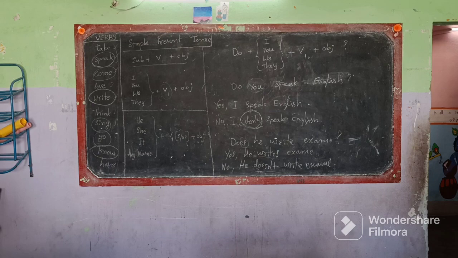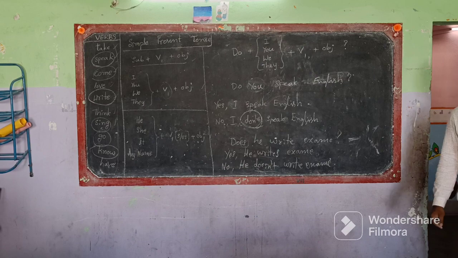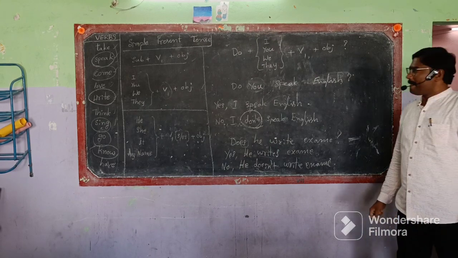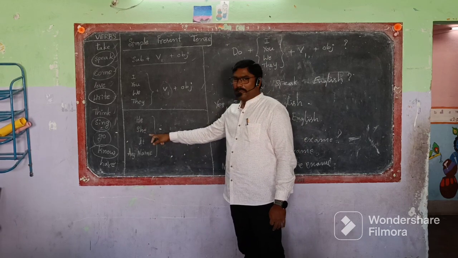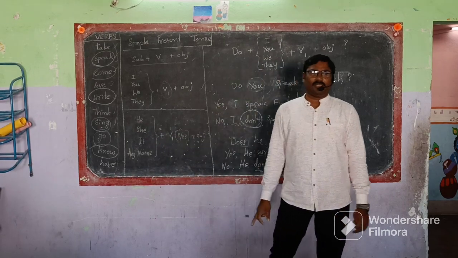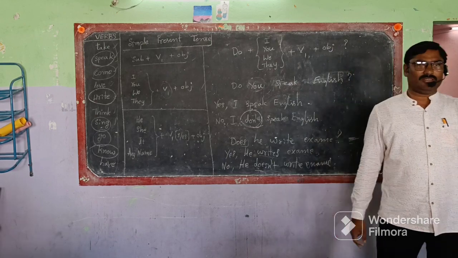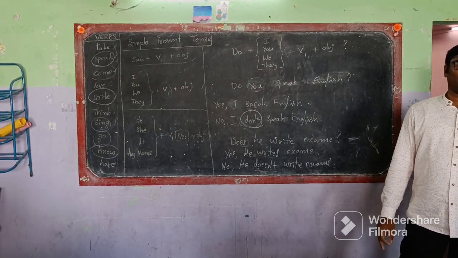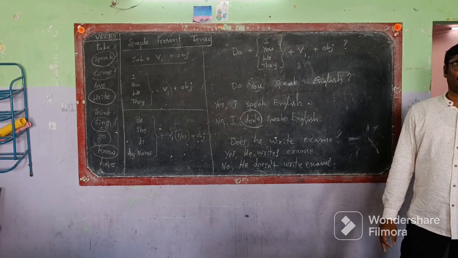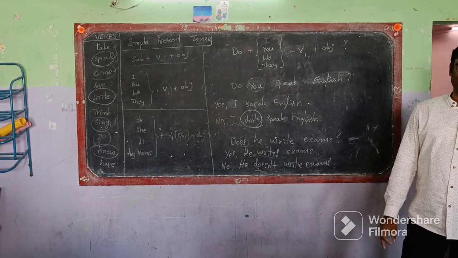Does it sing a song? Correct. It sings a song. Okay. Correct. Next. Does she come to marriage? She comes to marriage. She doesn't come to marriage. Correct.